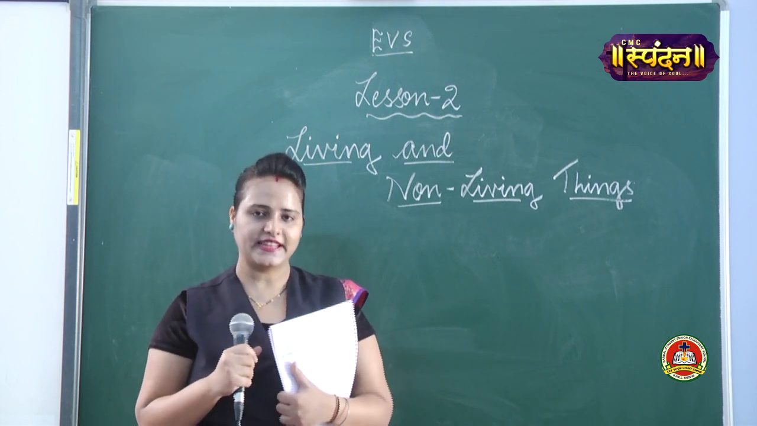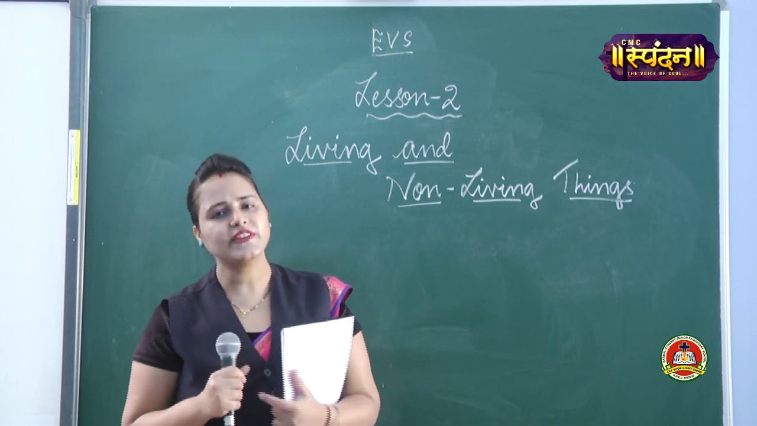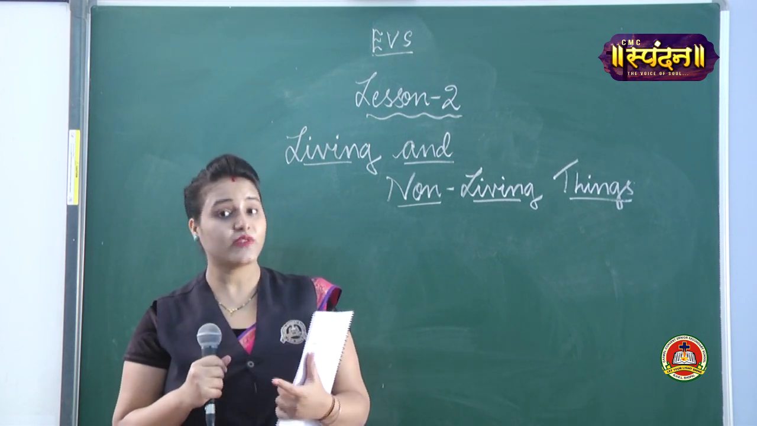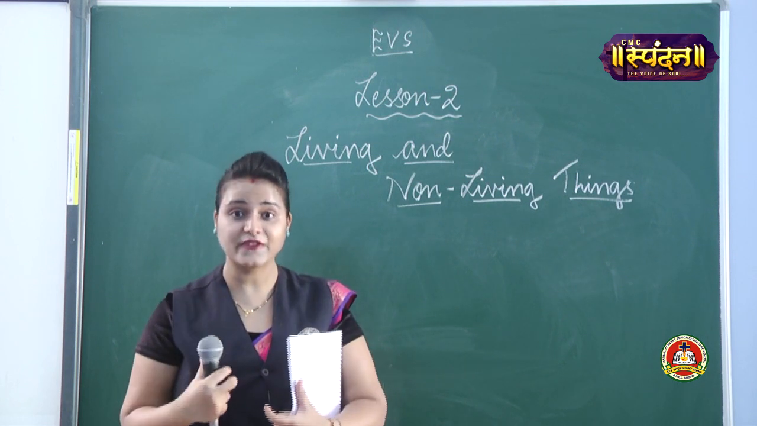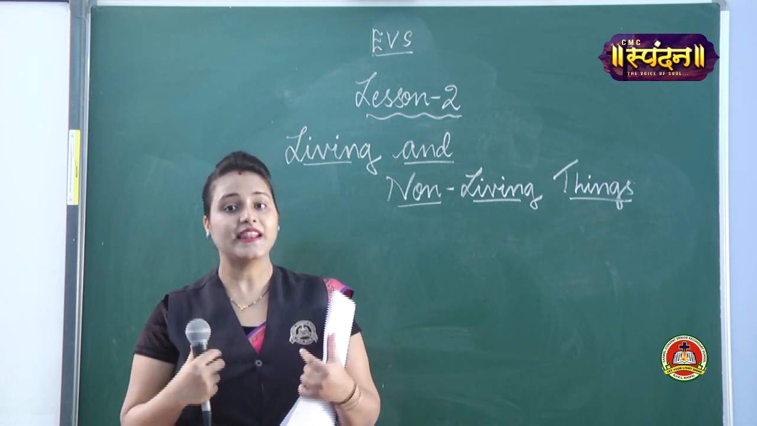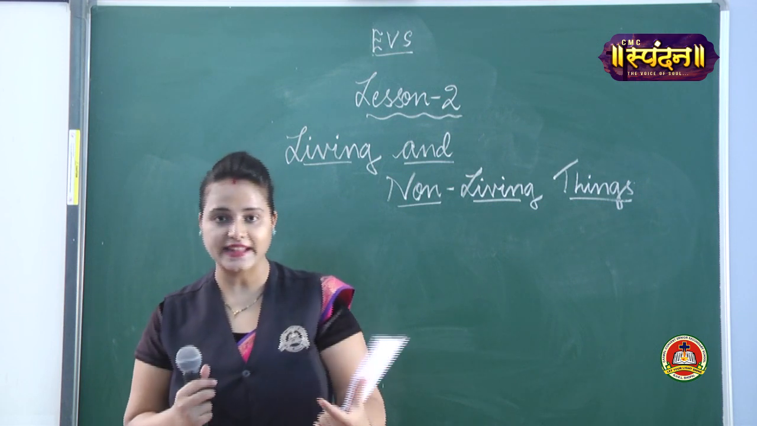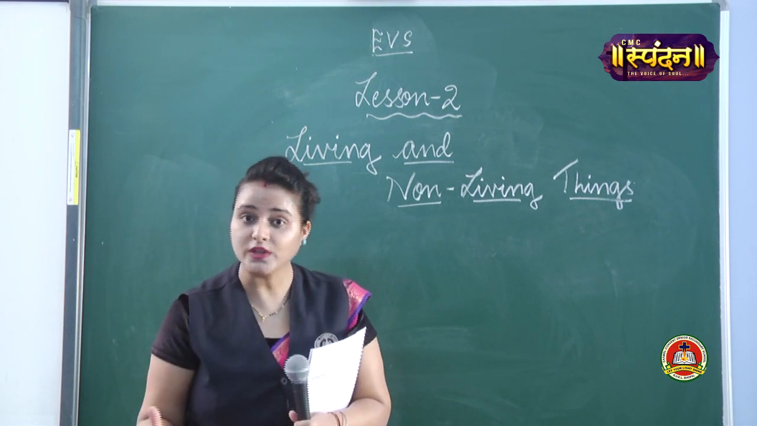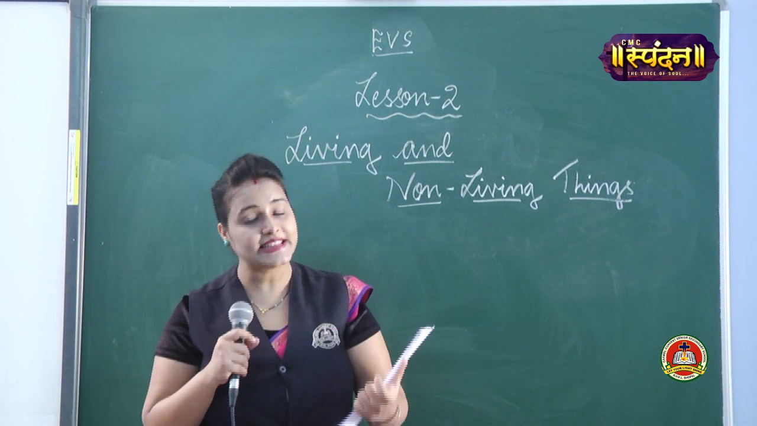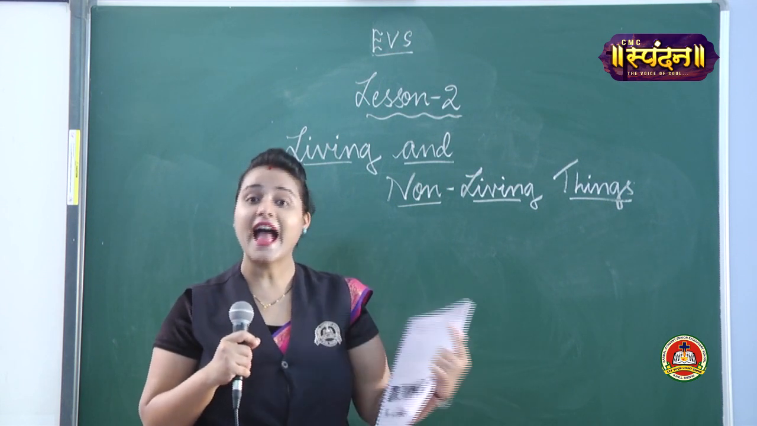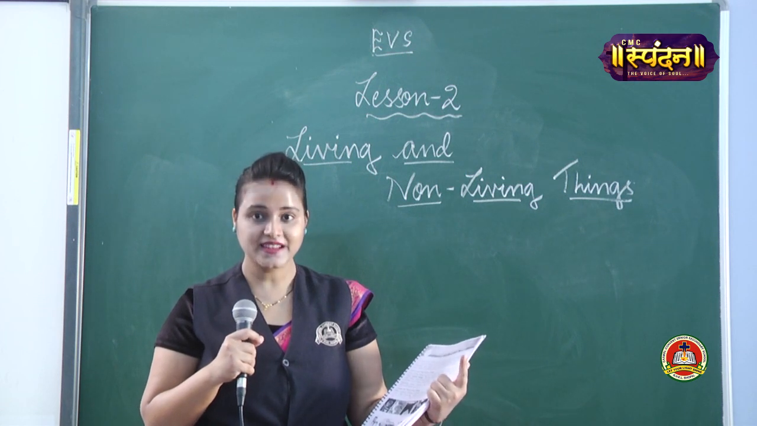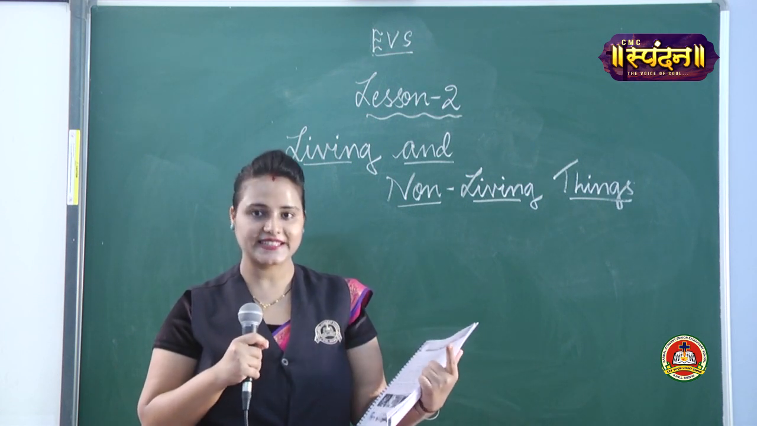Living and non-living things. What is the meaning of living, girls? What is the meaning of living? Living means the ones who have life in them. They are moving here and there. They are doing some or the other work. So, they are termed as living things. For example, man, animals, all these are living things.